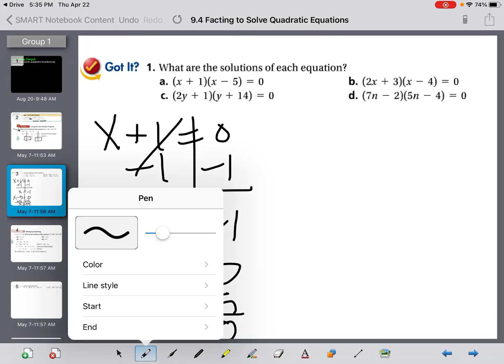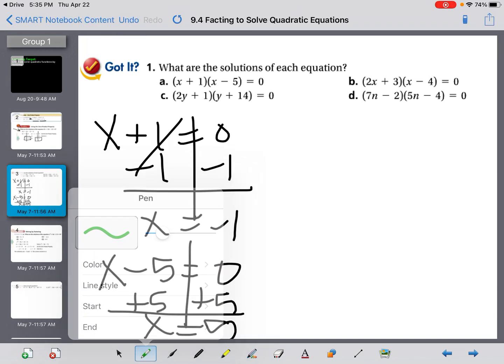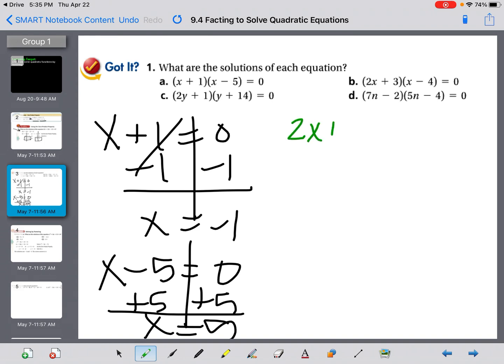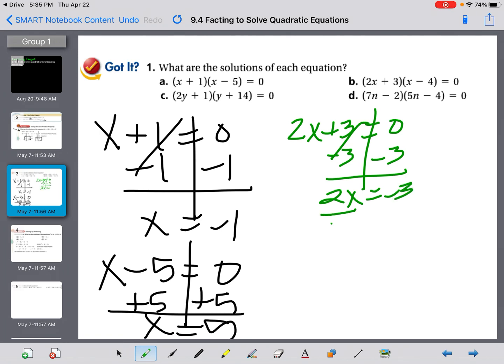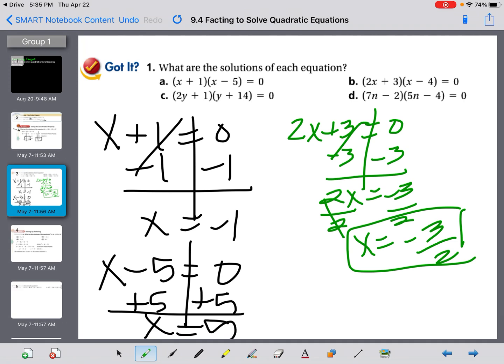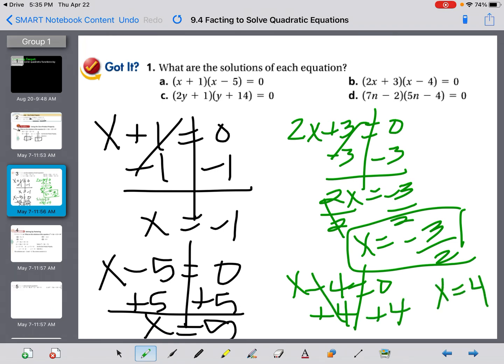Okay, in letter B, I have 2x plus 3 equals 0. A little bit more steps, so I'm going to subtract 3, leaving me with 2x equals negative 3, and then divide by 2. Okay, so my x is equal to negative 3 over 2. Okay, the second one says x minus 4, and we set that equal to 0. For that one, all I have to do is add 4, and I'll find out that x could also equal 4.